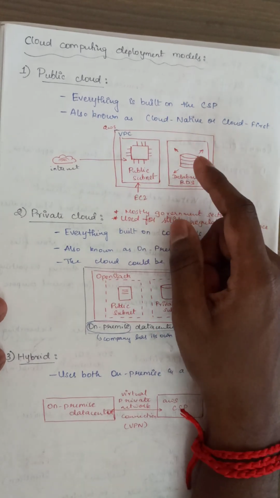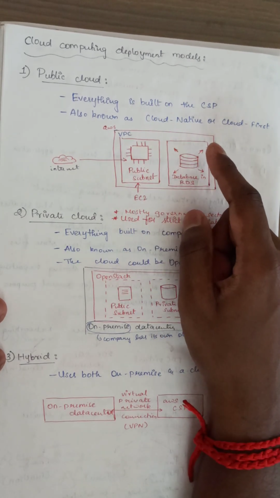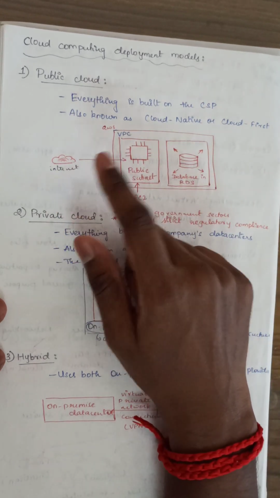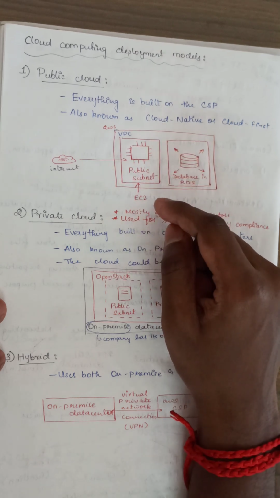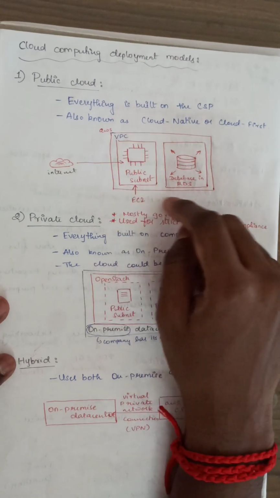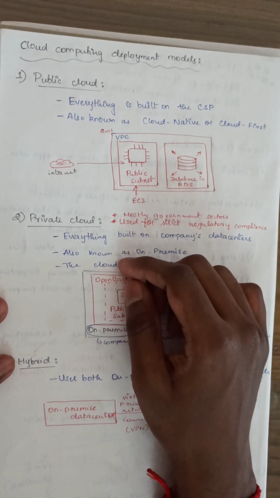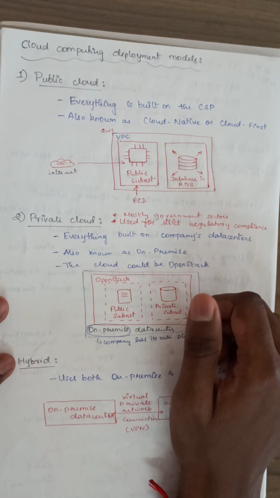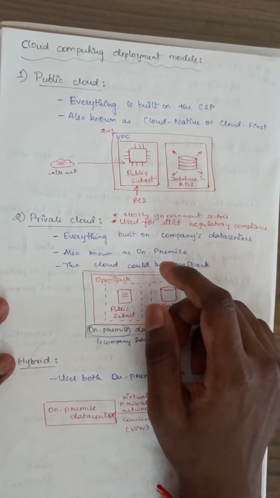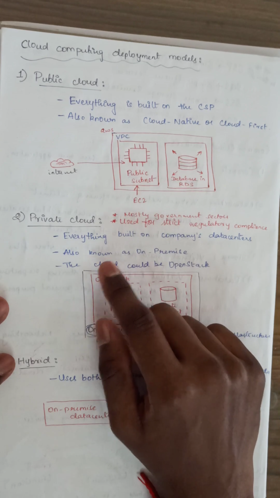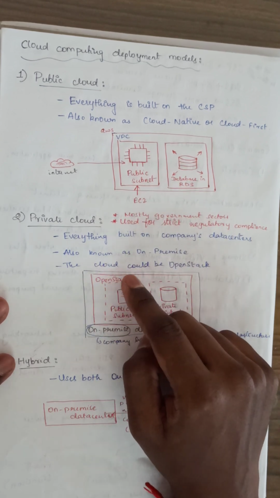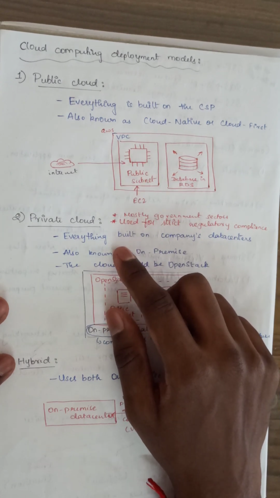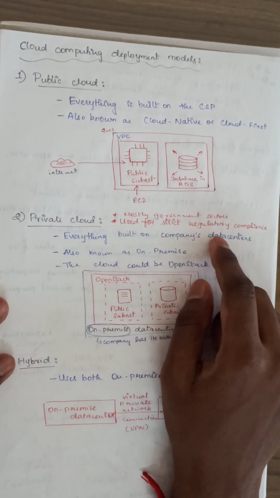If you see this diagram, a public subnet is there with a database in RDS, that is relational database, and the internet is connected to the public subnet, and EC2 is used for computing, and AWS compiles all of this. Next we move on to private cloud, where everything is built on the company's data center. A company will have data centers with servers, and everything is built on that. This is also known as on-premise, and the cloud could be OpenStack. This provides high security, and it is used for strict regulatory compliance.